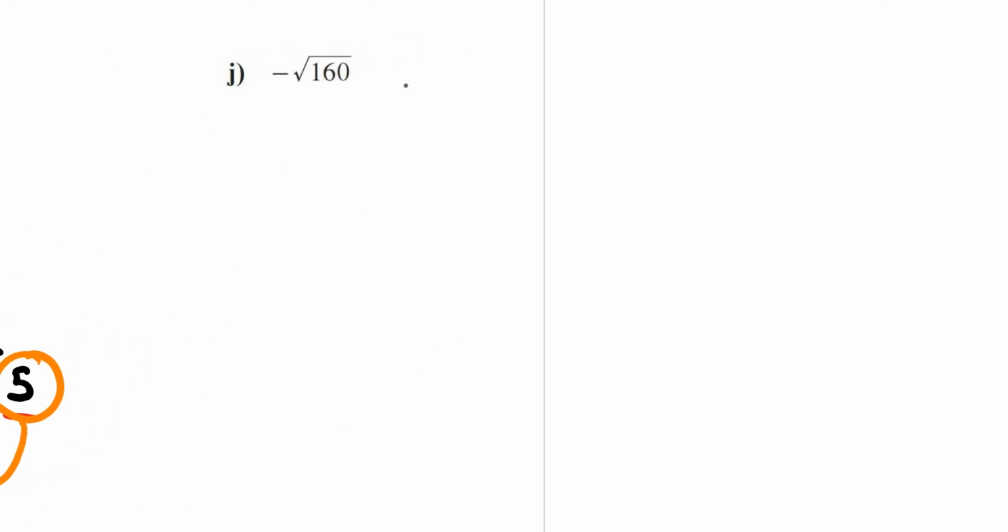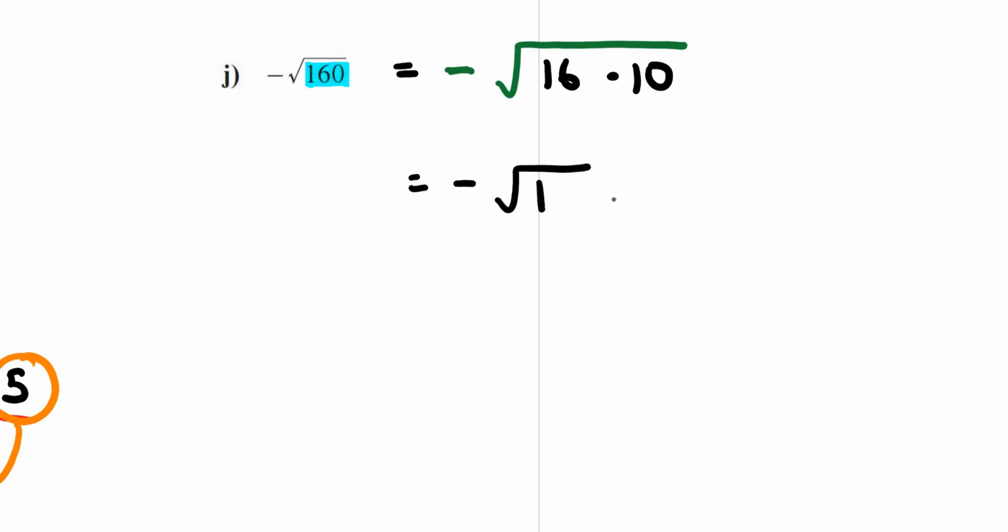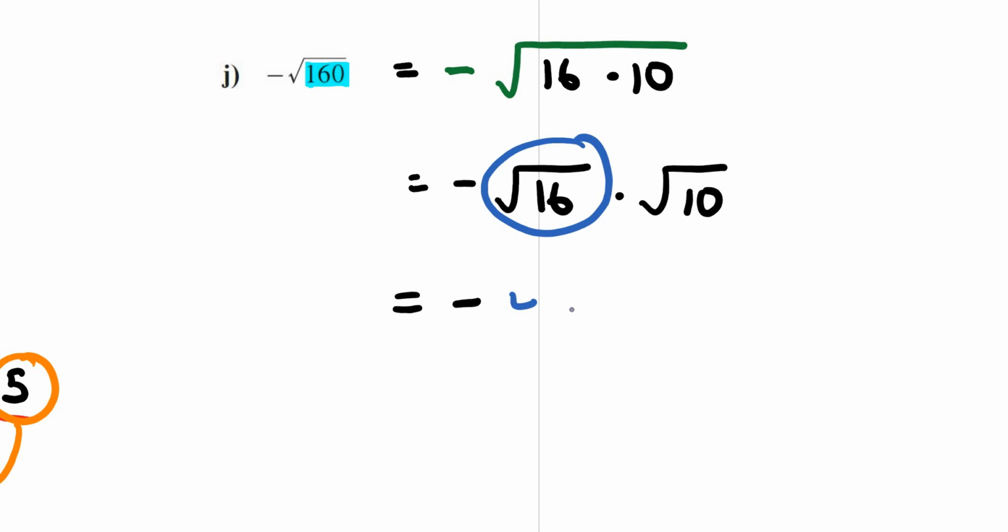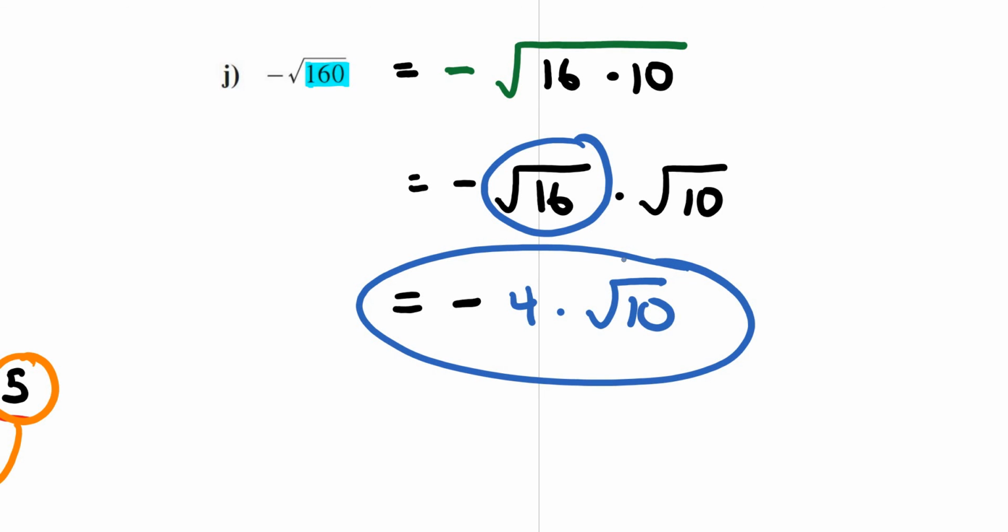Okay, and let's finish off with letter J for this first part of this homework video guide here. Okay, so two numbers that multiply to 160 there on the inside, so minus on the outside. And two numbers that multiply to 160, I'm thinking of 16 and 10. And then you can break this up into two individual radicals, so root 16 times root 10. And then root 16, this one's a nice one there, so that's going to be 4. And then the root 10 will remain. So your final answer is negative 4 times root 10.